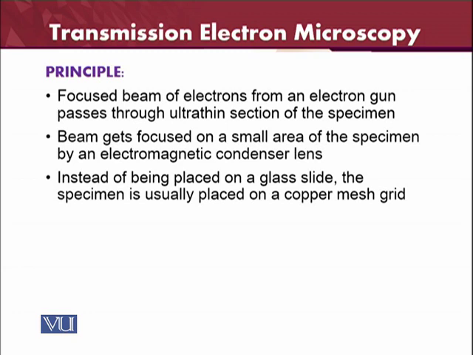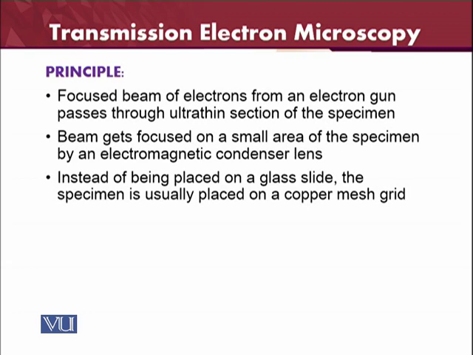The principle behind it is that a focused beam of electrons from an electron gun passes through the ultra-thin section of the specimen. As we have already studied, the specimen for this kind of microscope should be an ultra-thin section, and the beam of electrons is focused on a small area of the specimen by an electromagnetic condenser lens.